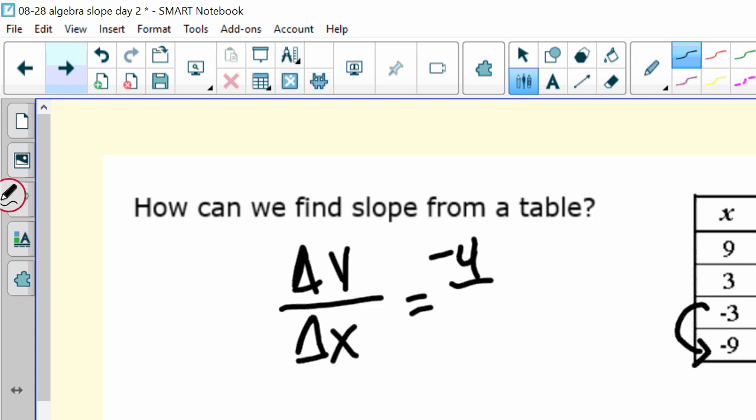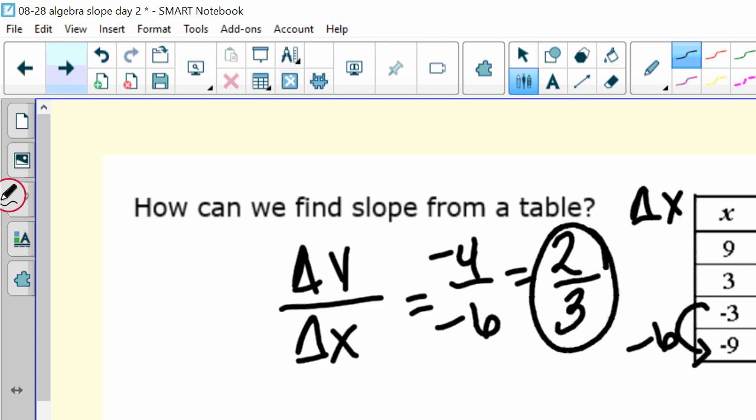And then my change in my x is going up or down? Down by how many? 6. So -4 over -6, but I can simplify that. 2 over 3. A negative divided by a negative gives me what? Positive. So it would be a positive.